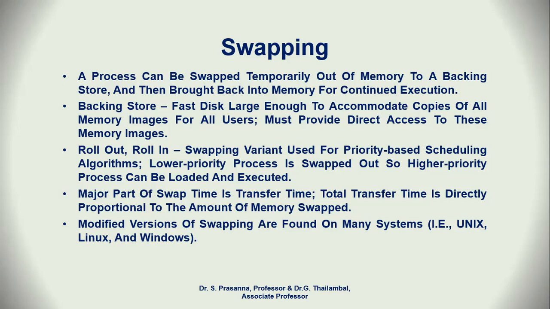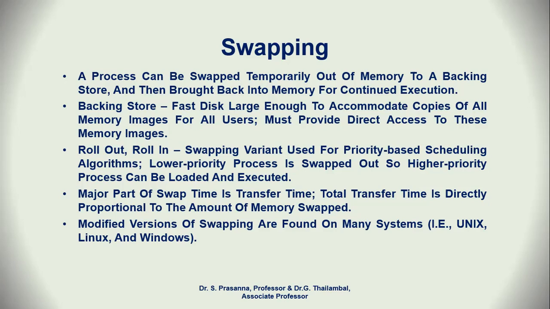If the lower priority process is residing in memory and it is not called for the minimum or maximum number of times, what is given by the memory, and no other user is using that particular lower priority process, then the use of that lower priority process residing in memory is a waste. So the space can be allocated for some other higher priority process which is needed by the CPU. So this lower priority process will be rolled out or swapped out, and the higher priority process will be rolled in or swapped in. So the major part of swap time is transfer time.